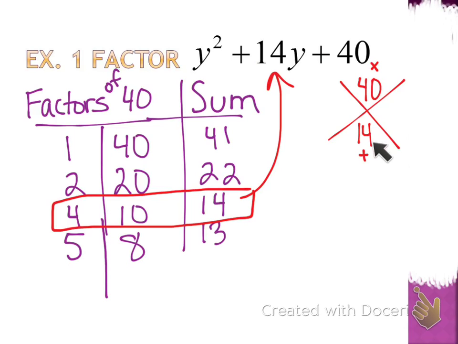Now, we already found those. What are they? 4 and 10. Okay, so this is another way of organizing your thoughts about it as opposed to this bigger table. So you don't ever have to have both of these. You should have something that's organizing your thoughts. This X way is a little bit quicker.